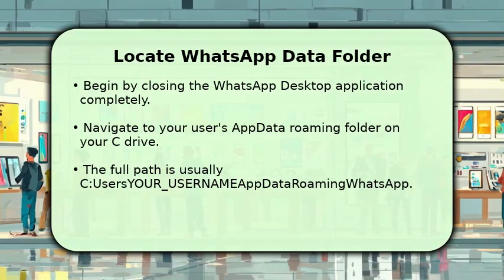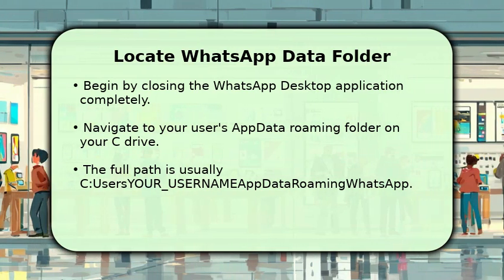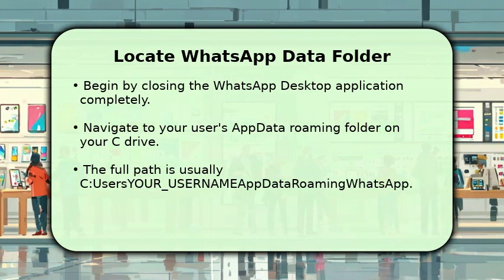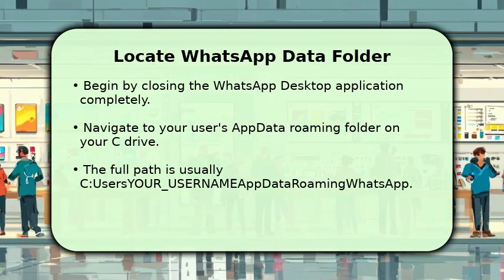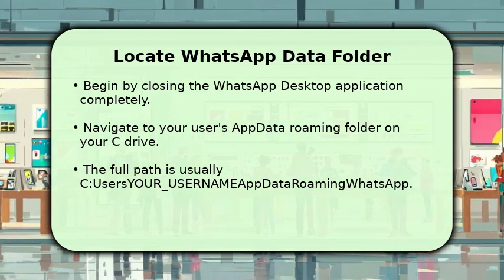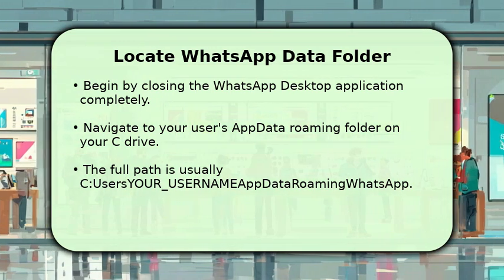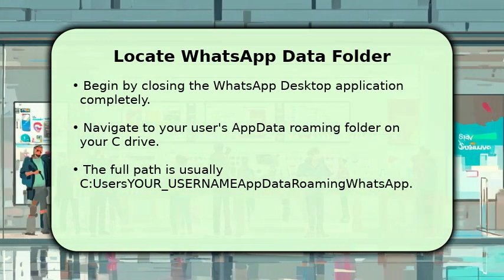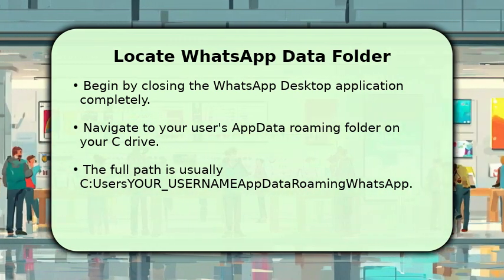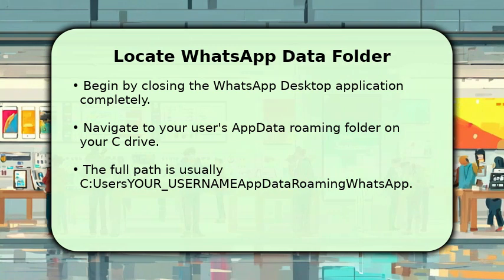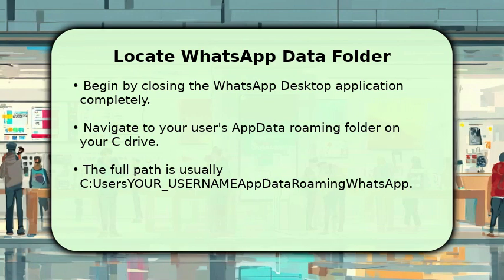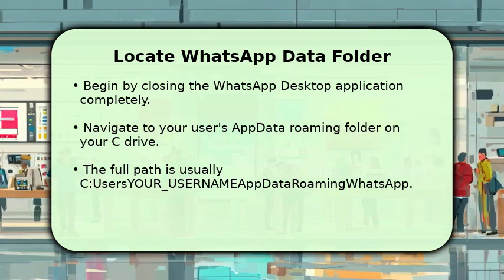First, ensure the WhatsApp desktop application is entirely closed before proceeding with any changes. Next, open your File Explorer and navigate to the default storage location for WhatsApp data. This folder is typically found under your user profile, specifically within the app data and roaming folders. The precise path usually looks like C:/users/your username/appdata/roaming/WhatsApp. Remember, the app data folder is often hidden by default, so you might need to adjust your File Explorer settings to make hidden files visible.